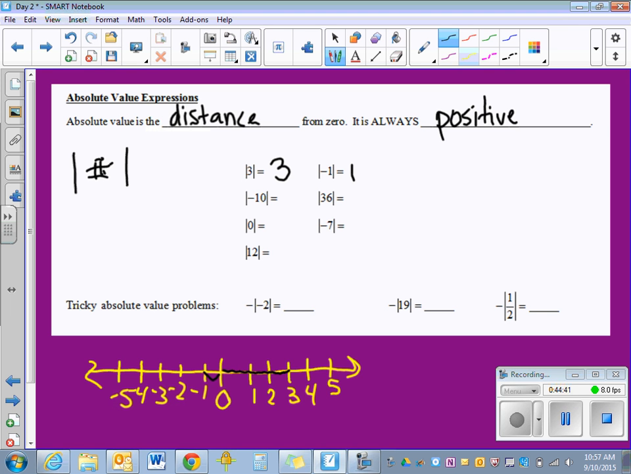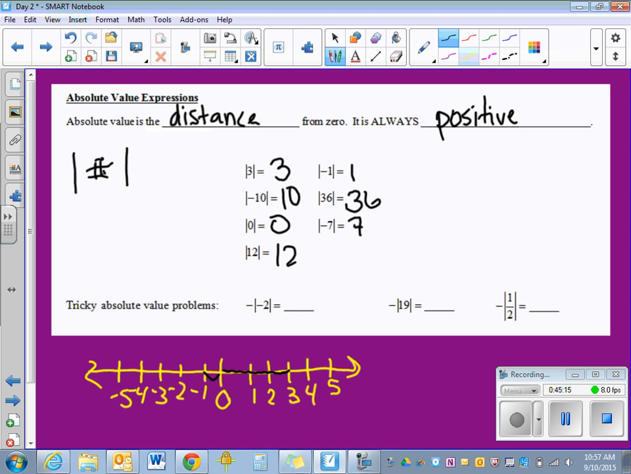All right, so what's the absolute value of negative 10? Absolute value of 36. 36. Absolute value of 0. How far away is 0 from 0? Good. Absolute value of negative 7. And absolute value of 12. Very good. Now do be careful, sometimes it might get a little tricky because they'll throw signs in front of your absolute value. The absolute value takes what's inside of it and makes it positive. If there's a negative sign out in front, the absolute value has no control over that.